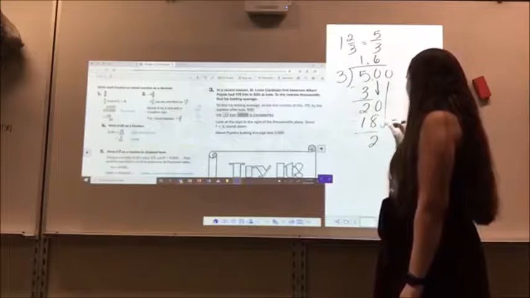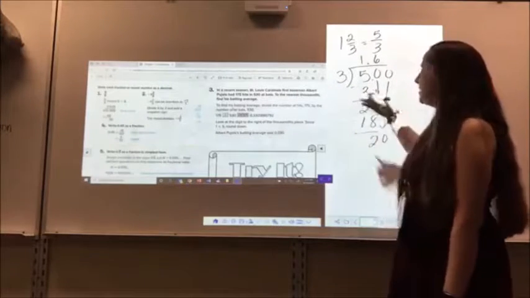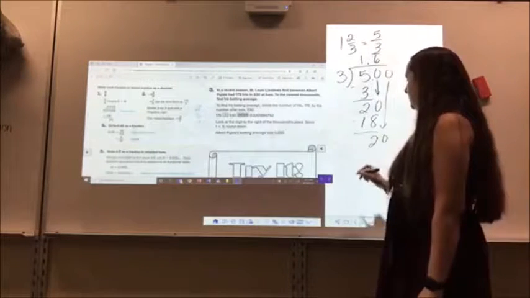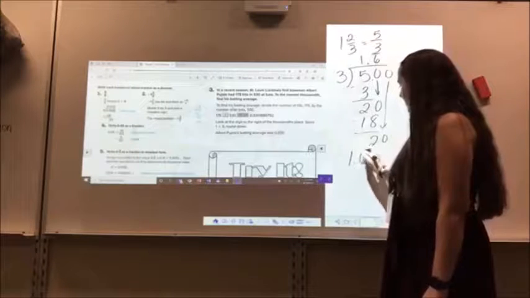Again, I have 2. Now, at this point, you can see that the pattern is going to stay the same, which means that this is a repeating decimal. So I get 1.6 repeated.